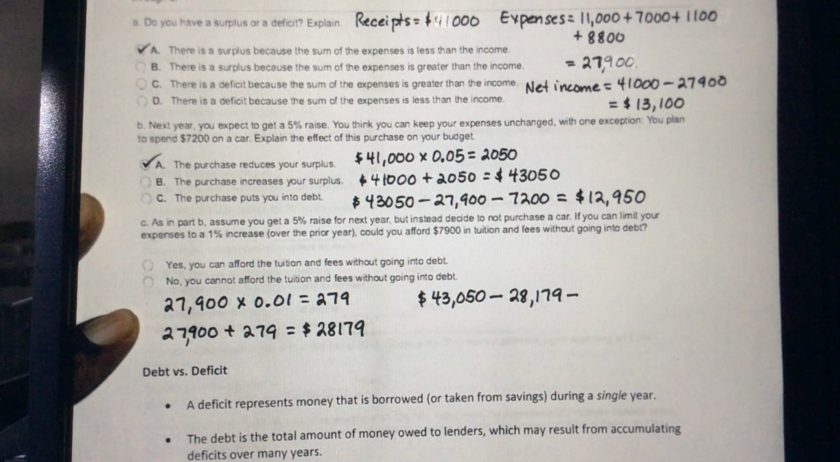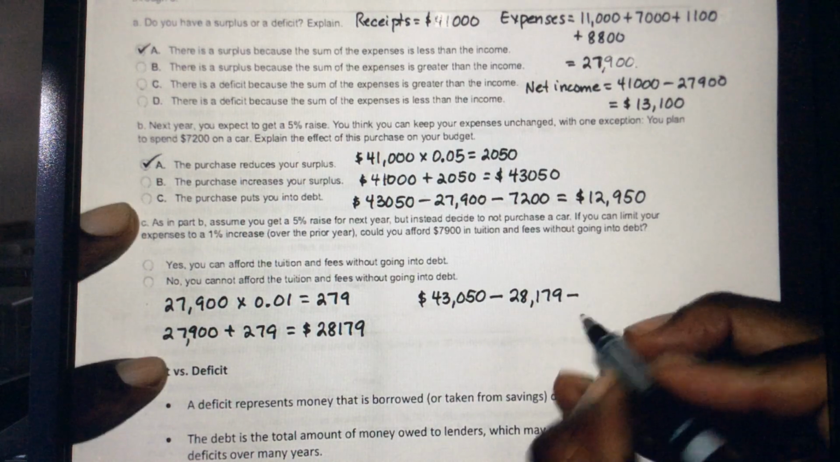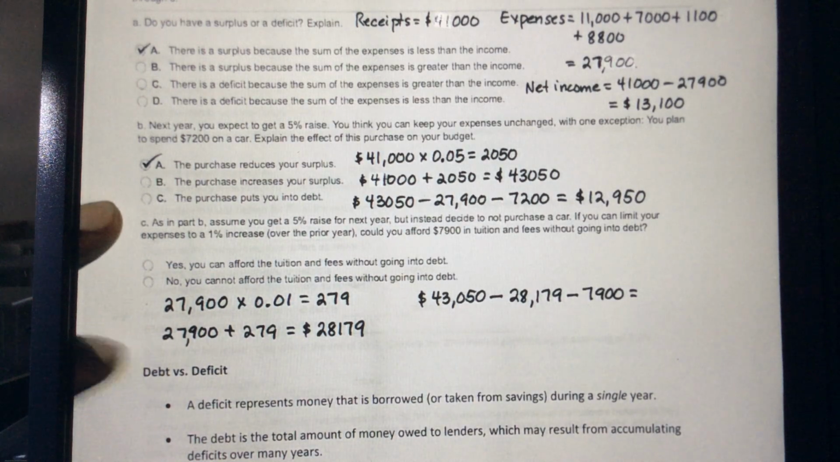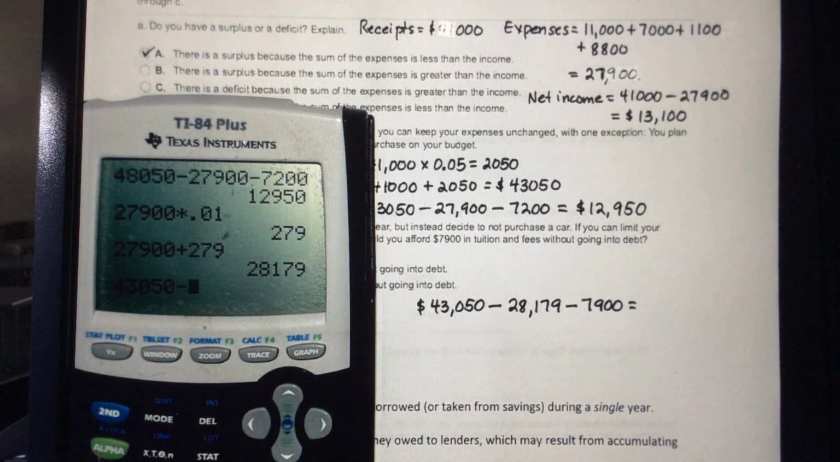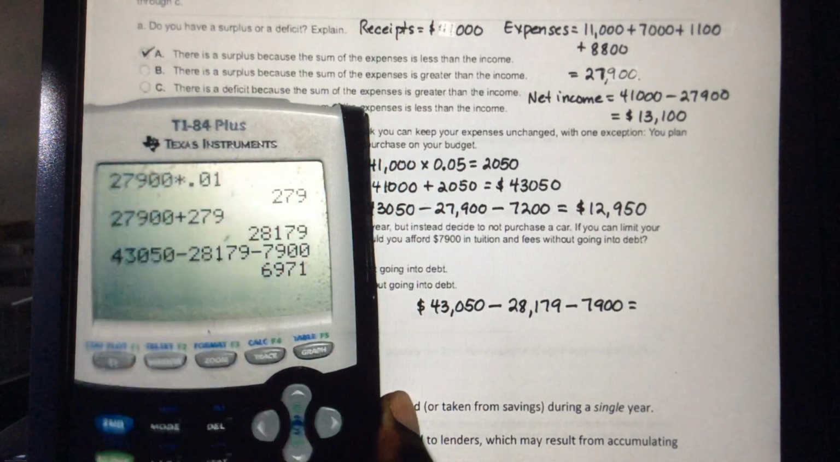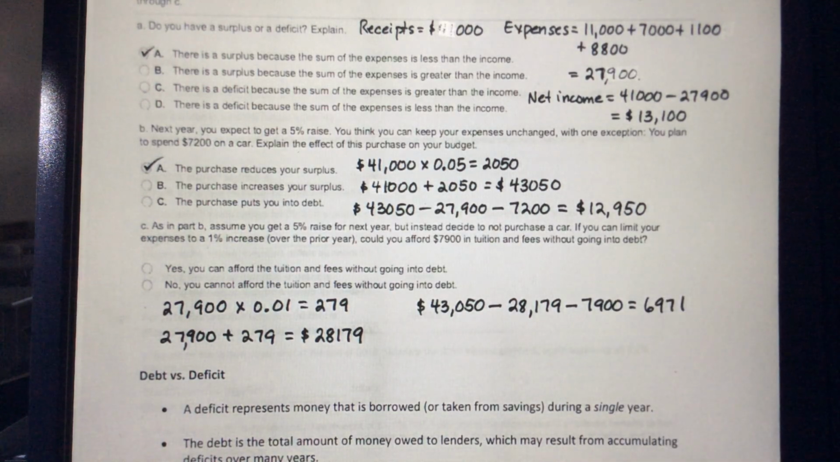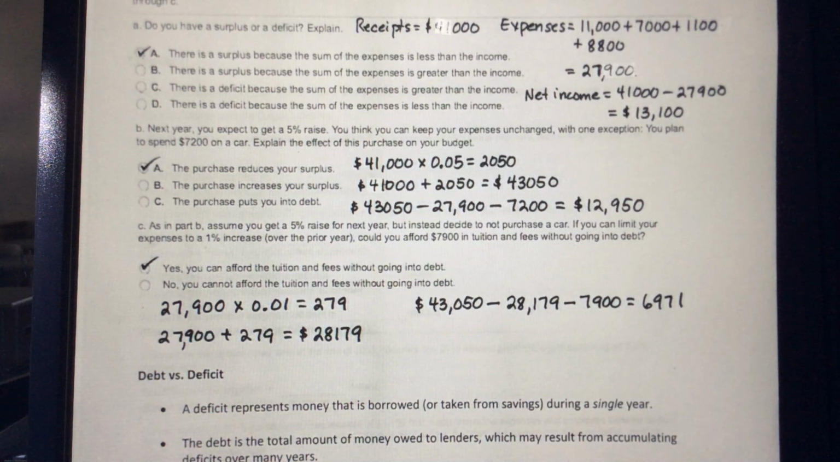and also, we're going to subtract the tuition and fees of $7,900. So here we're going to end up with, let's see, 43,050 minus 28,179 minus 7,900. We'll end up with $6,971. That will be our surplus. Okay, so based on that, we can afford the tuition and fees without going into debt.